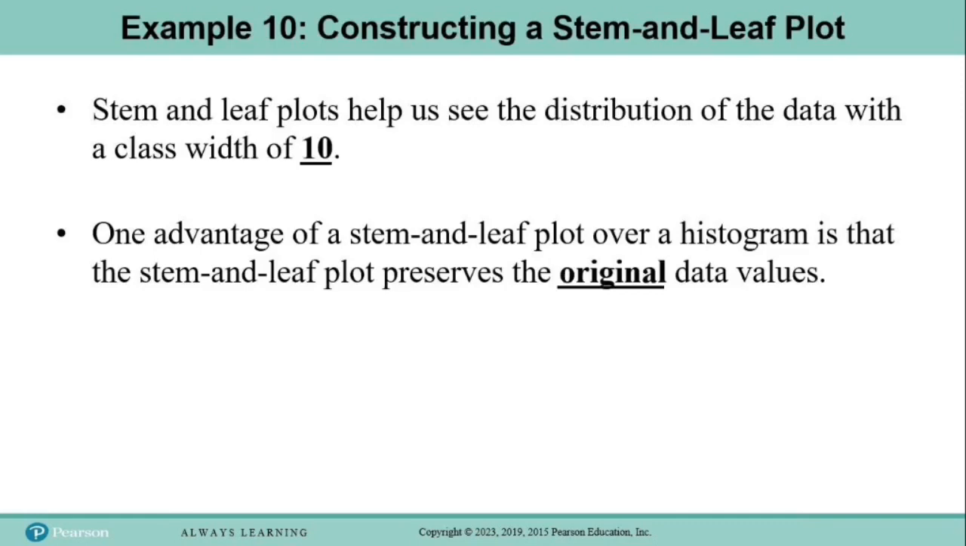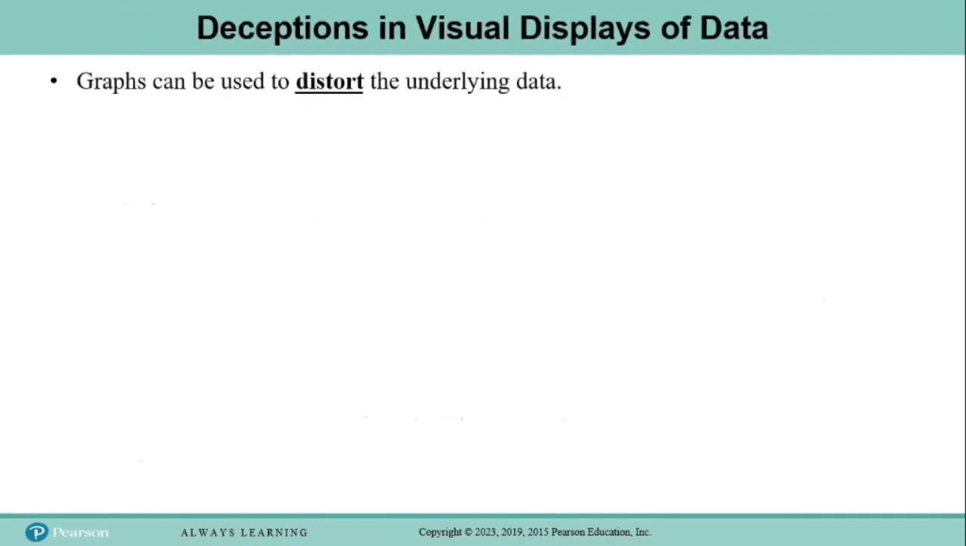If you're looking at a histogram, you're just seeing bars and you can't know what the original data values were, but when you're looking at a stem and leaf plot, you still can get back to those original data values if you need to. Now, one problem with graphs is that a lot of times they can distort the underlying data. Sometimes the graphs that people make distort data because the people don't know how to make a graph properly, but sometimes it's done on purpose to trick people or make them think something that's not really true.